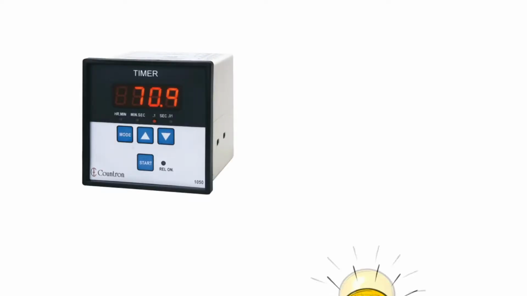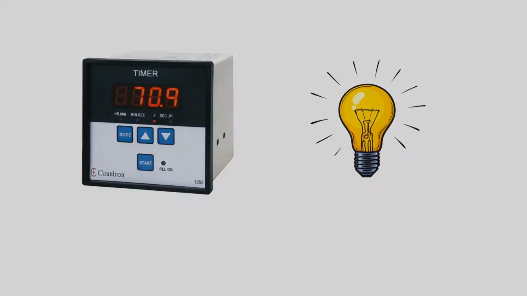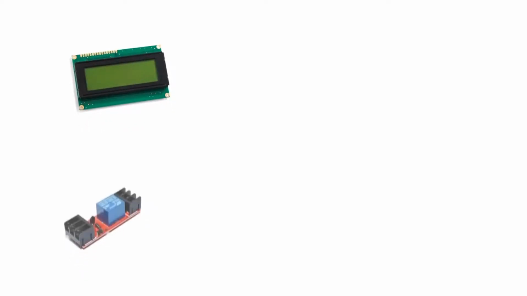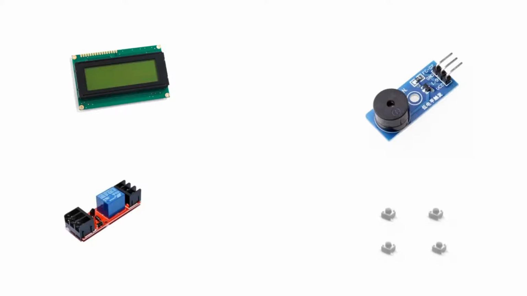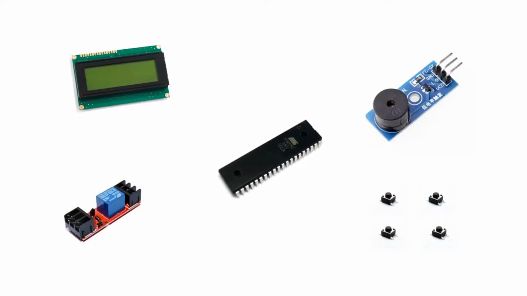Let us build an application of the previous tutorials, a programmable timer, to turn on or turn off a load. We need an LCD, a relay module, a buzzer, several push-button switches, and our microcontroller. Switches are connected to port 0 with external pull-up resistors, the relay and buzzer to any GPIO port.